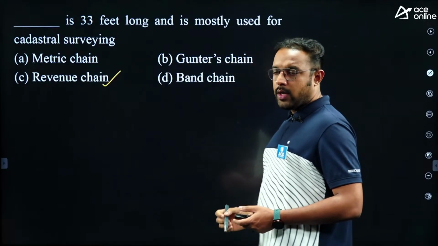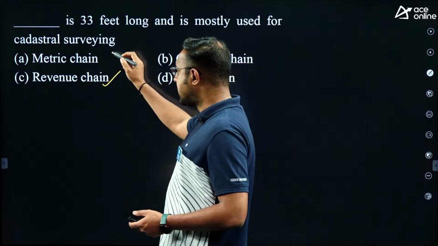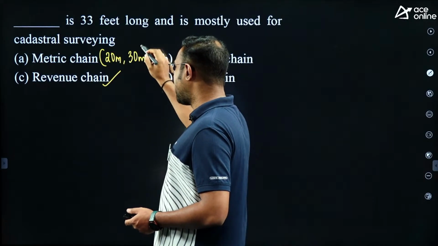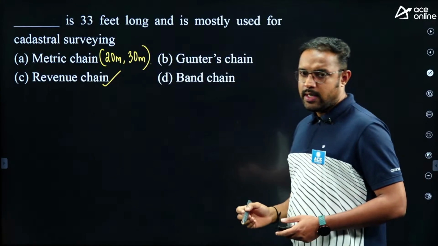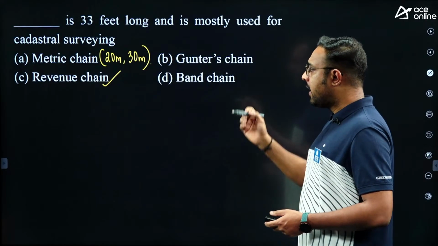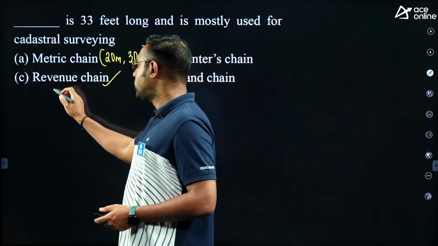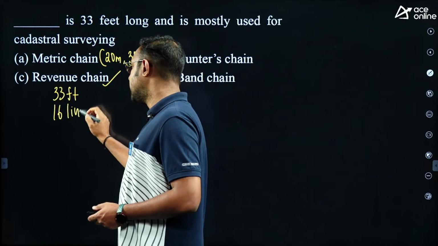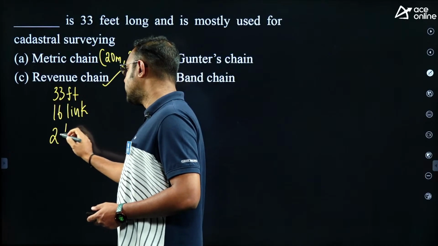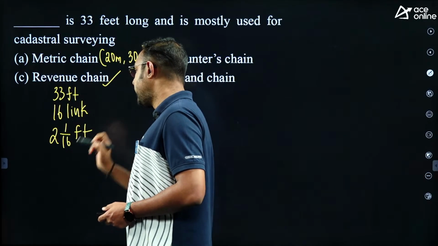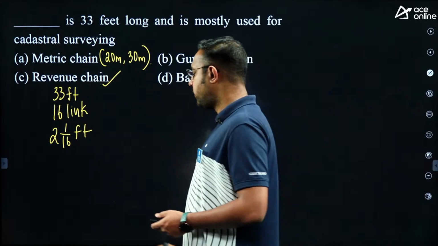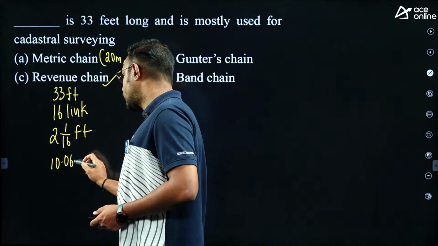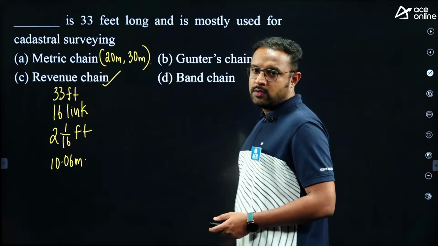Revenue chain. We also have metric chains that come in exact meter lengths. It will be either 20 meter or 30 meter. 10 meter is also there, but mostly we use 20 meter and 30 meter metric chains. Now the next one is our revenue chain. Revenue chain is exactly 33 feet long. It consists of 16 links. So if you do the mathematics, each link is 1 by 16th of a foot. And if you convert this 33 feet into meters, it will be 10.06 meters. What is the value? 10.06 meters.